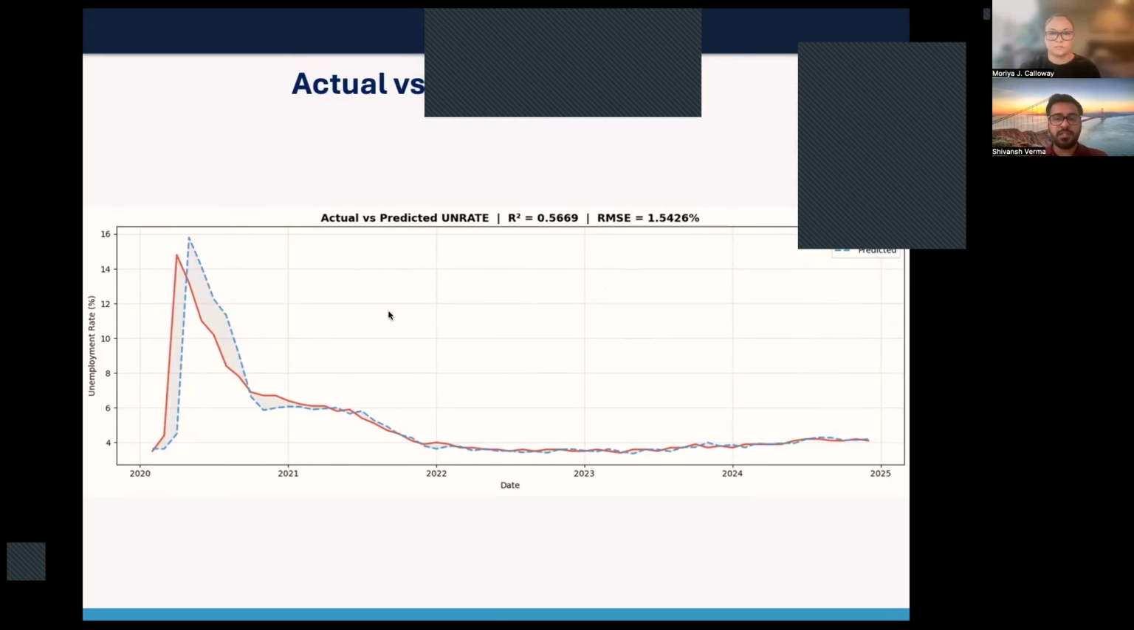Actual versus predicted run rate. Looking at the actual versus predicted chart, you can see the model tracks unemployment movements tightly through most of the test period. The main driver of the 1.54 RMSE is April of 2020. As you can see in the chart, the spike was caused by a sudden government-mandated economic shutdown, something with no historical parallel in the training data.